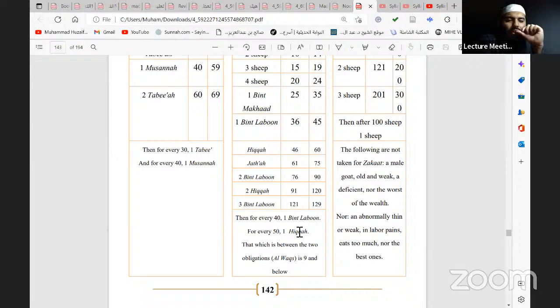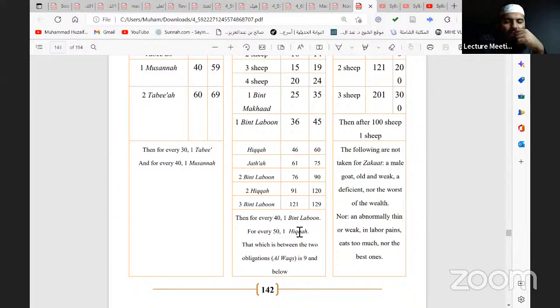200, everyone's saying 4 hiqqah. Right, that's correct. There's another answer as well. There's two answers for this. You can choose. You can do 4 hiqqahs or you can do 5 bint laboons. 50 times 4 is 200, 40 times 5 is also 200. Both are correct. What about if I said to you 207?